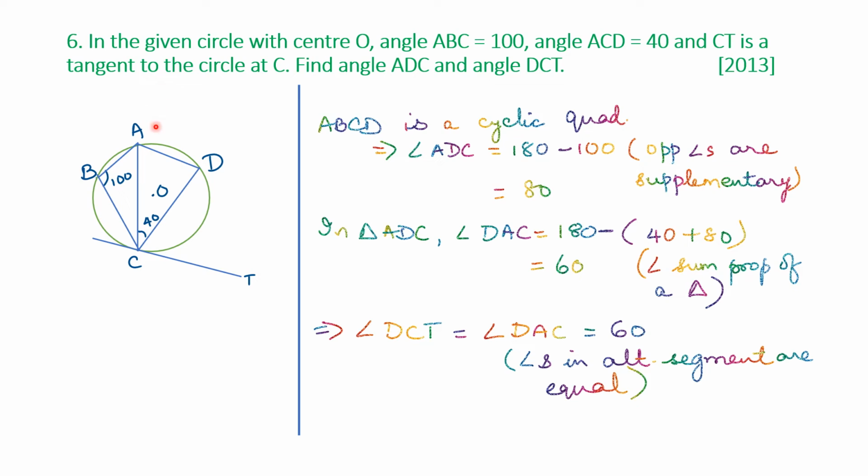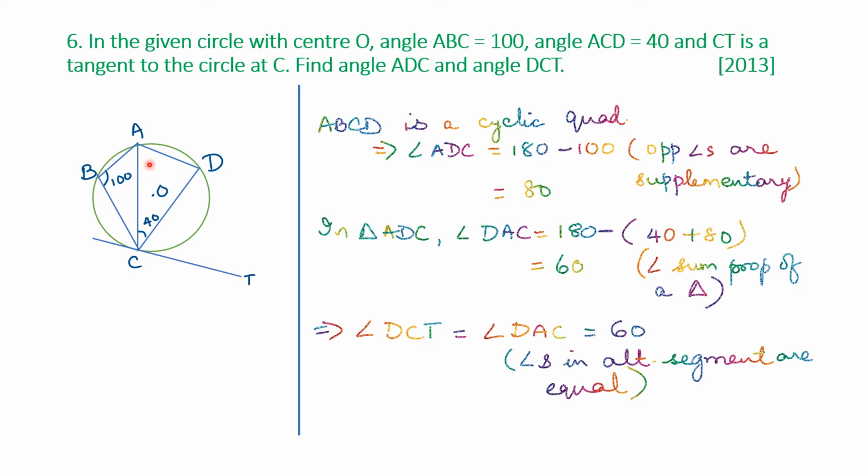In this one, we have a circle with the center O. You observe that AC is not passing through the center of the circle, which implies that AC is not the diameter. So don't get confused. Here angle ABC is equal to 100, and we are also given angle ACD is equal to 40, and CT is the tangent.